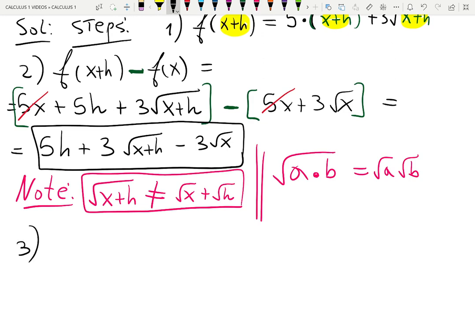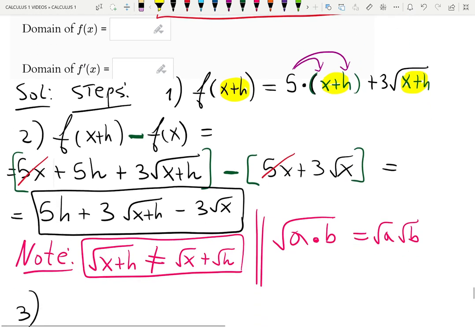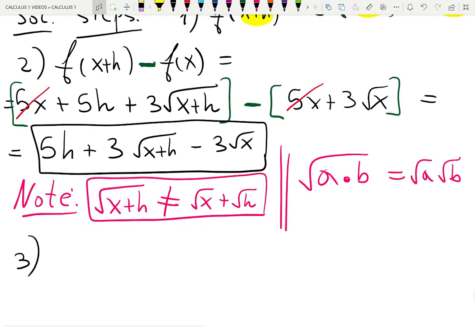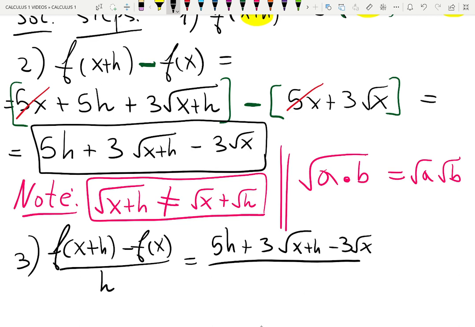The third step is to divide by h. That will complete calculation of this whole fraction. And the last step will be to actually substitute 0 to find the limit. Substituting 0 into h, not everywhere. So I need to divide by 0. Let me remind you the formula. F of x plus h minus f of x divided by h will be 5h plus 3 square root of x plus h minus 3, I forgot to say square root, of x, divided by h.